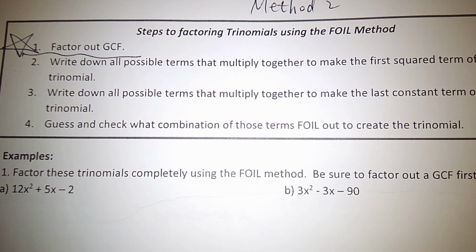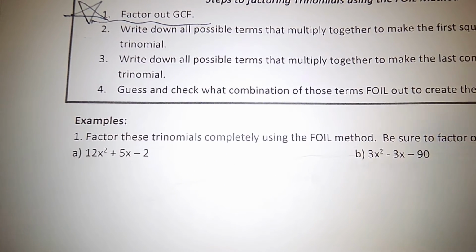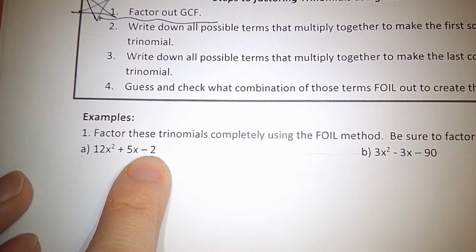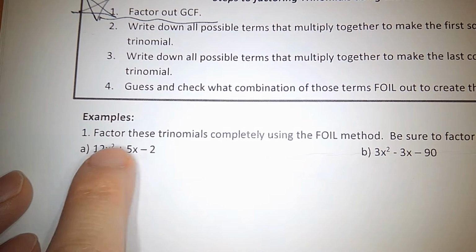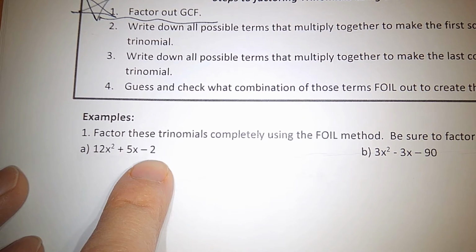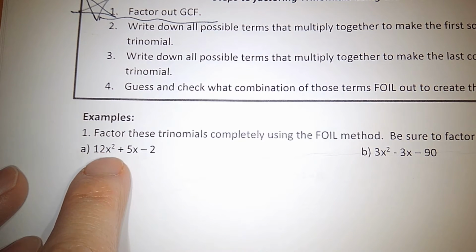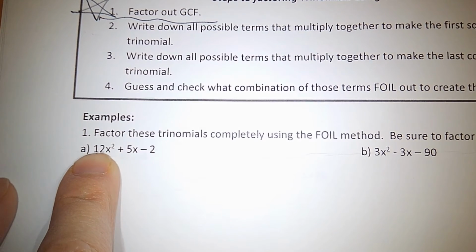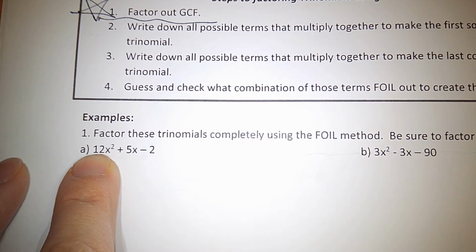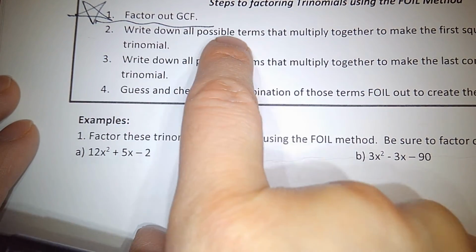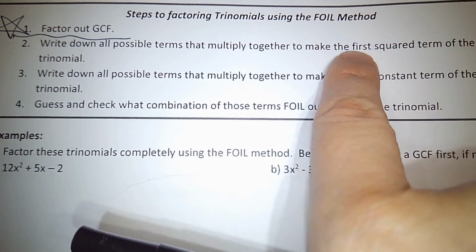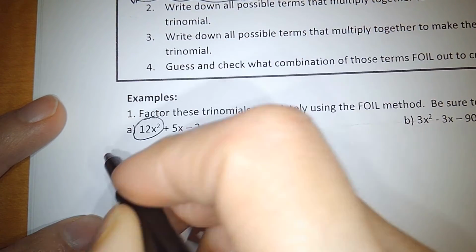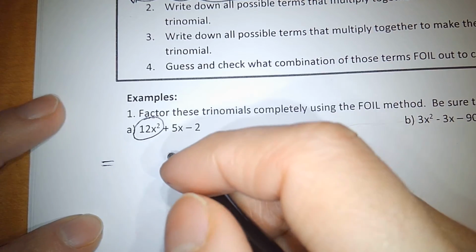I'm going to show you one easy question at first. Let's factor this trinomial by using the FOIL method. First, let's check. Do you have a GCF for this question? No? So it is an ax squared plus bx plus c question, with coefficient a not equal to 1. So by the FOIL method, what should we do? Write down all possible terms that multiply together to make the first squared term of the trinomial. What is the first squared term? 12x squared.